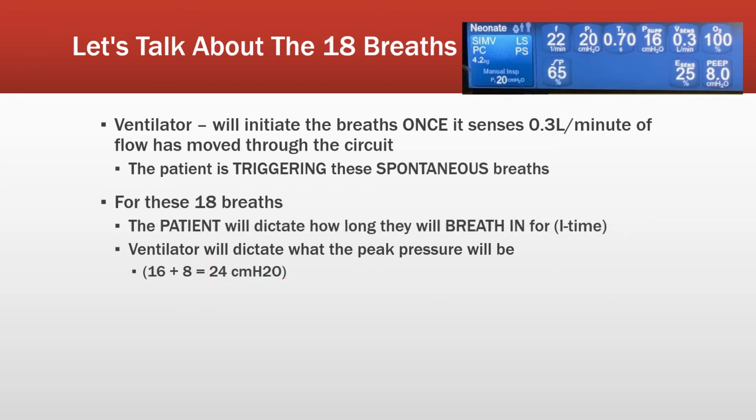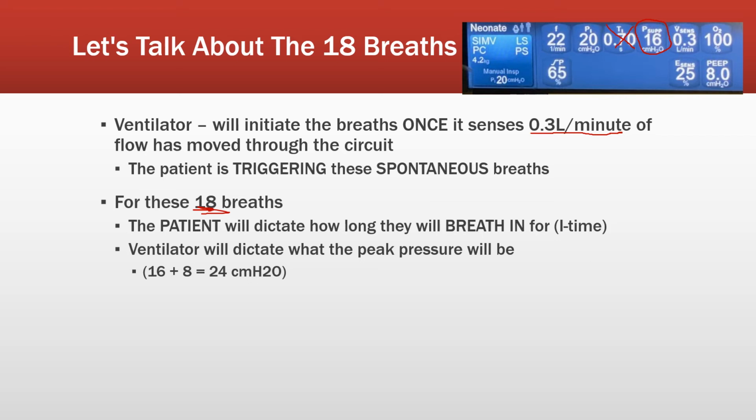But this patient is breathing above that, and about 18 breaths above that as well. So for those, it'll still trigger the breath the same way. Once it senses that 0.3 liters per minute of airflow has moved through the circuit, it'll trigger a breath. But these extra breaths, these 18 breaths that we're talking about, will be a little bit different. These are called pressure supported breaths. And for the pressure supported breaths, the patient will dictate how long they will breathe in for. So that I time isn't set by the ventilator. For pressure supported breaths, the patient dictates their own I time.